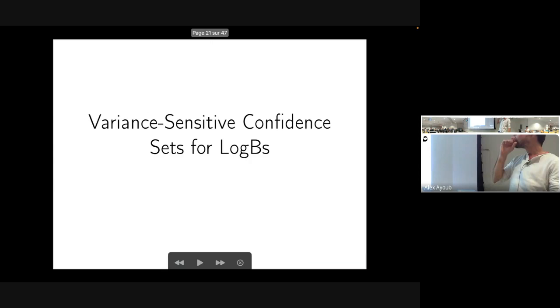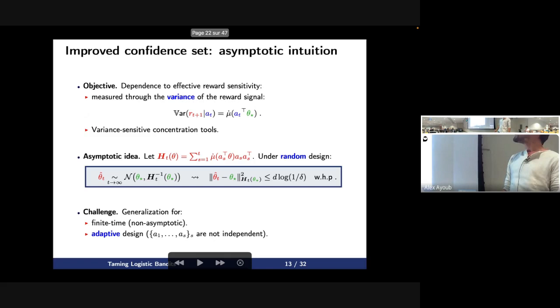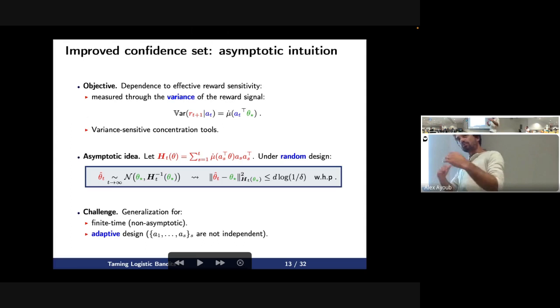First, we need a new confidence set. So we want a confidence set that is effective to the signal to noise ratio, that quantifies how much information an action brings. And so this is connected with the reward sensitivity. Reward sensitivity is connected to the derivative of the reward function, so mu dot. And the derivative of the sigmoid function is also what governs the variance of the noise. So there is a huge relationship between the amount of signal that you get and the noise that you suffer. Okay, so we want to take this into account. And since we want to take into account the variance, we need a variance sensitive concentration tool. Okay. So we need the new confidence set.